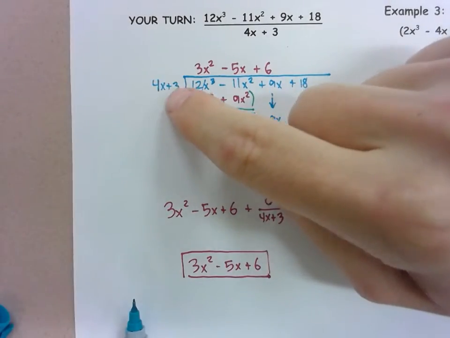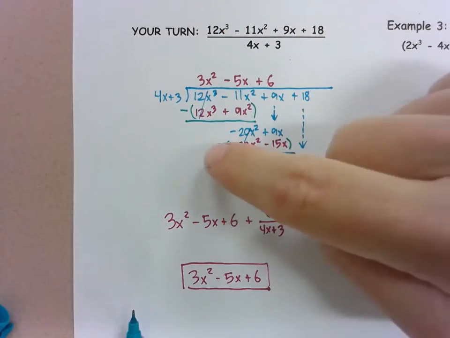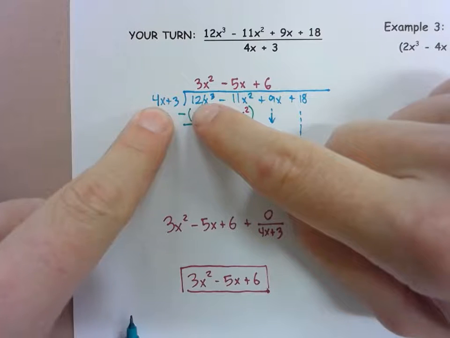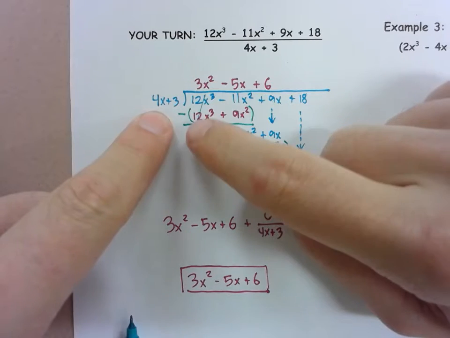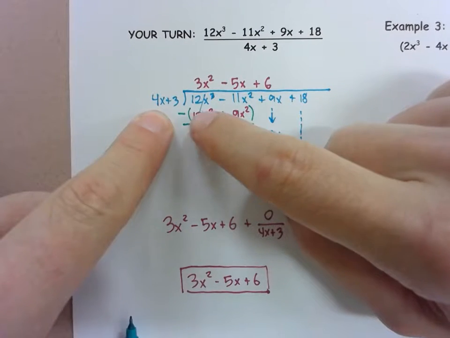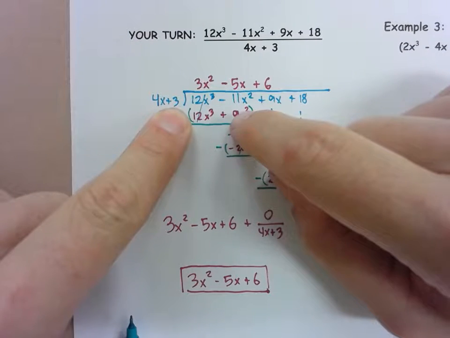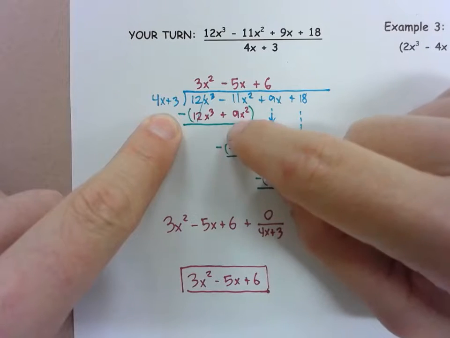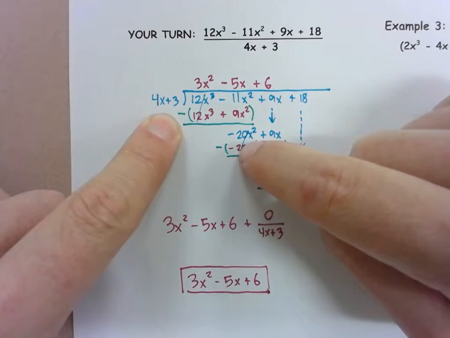So I set the expression up in the house. There are no missing exponents. I looked at the 4x and the 12x cubed. 4x goes into 12x cubed 3x squared times. So 3x squared times 4x is 12x cubed. 3x squared times 3 is 9x squared. And we're going to subtract, so those cancel out. Subtract the 9 from negative 11, and that's negative 20x squared.